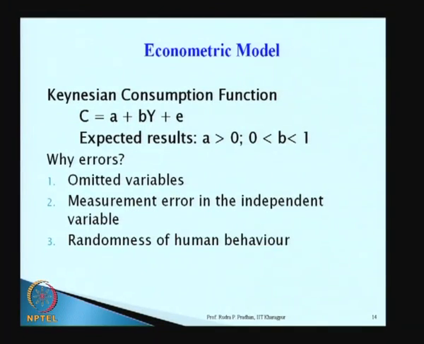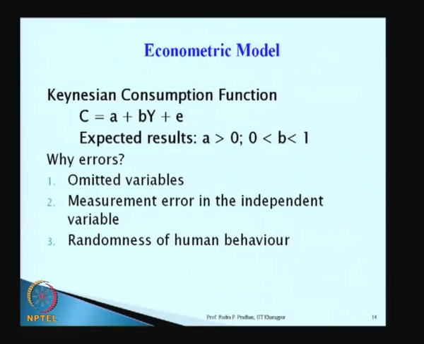So, if I specifically highlight why errors: it is the omitted variables case, because we are omitting a few variables which may or may not be relevant. Omission of variables means some relevant variables we are not including for different reasons, and sometimes unnecessary variables you are also including.